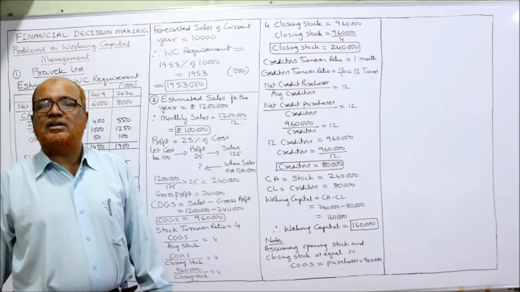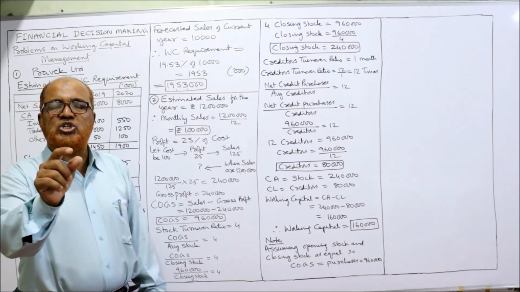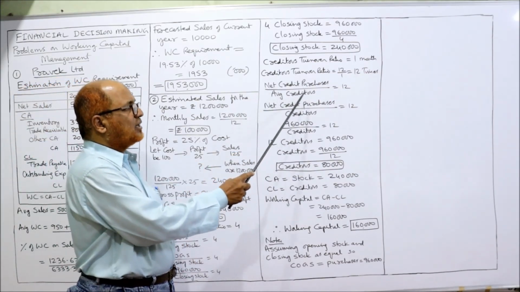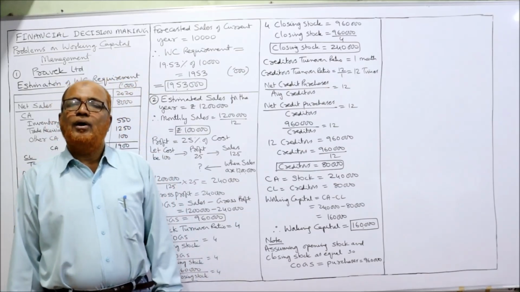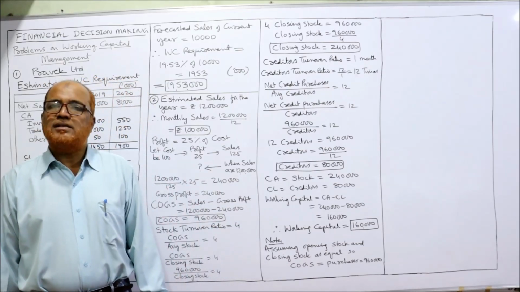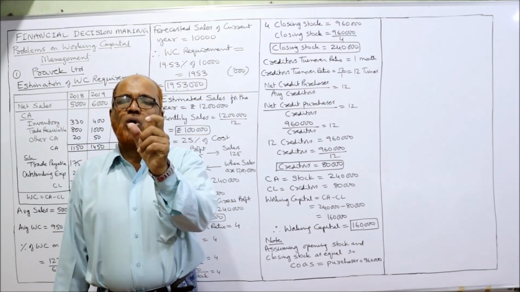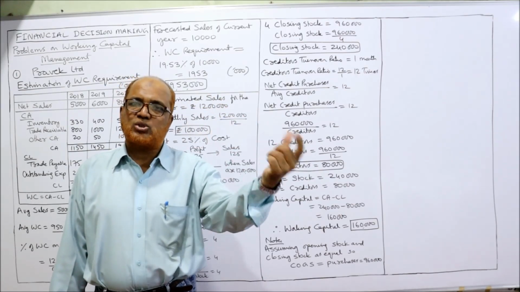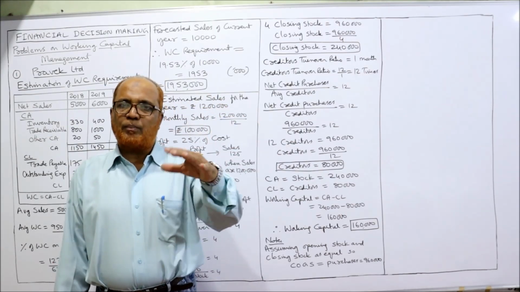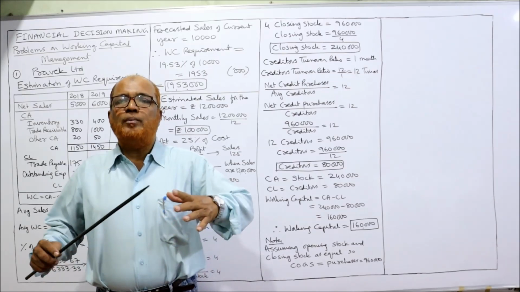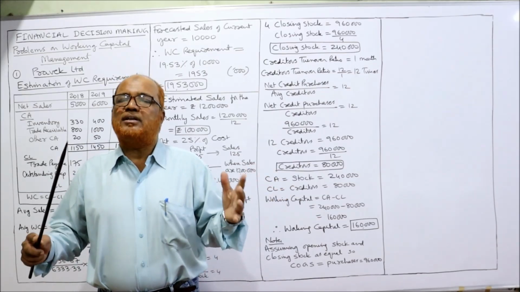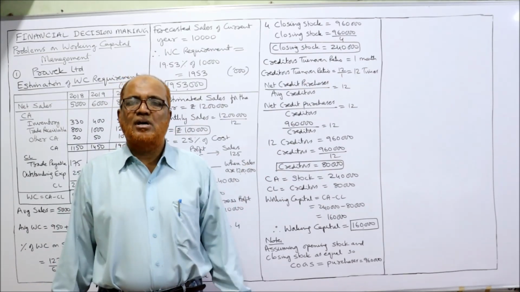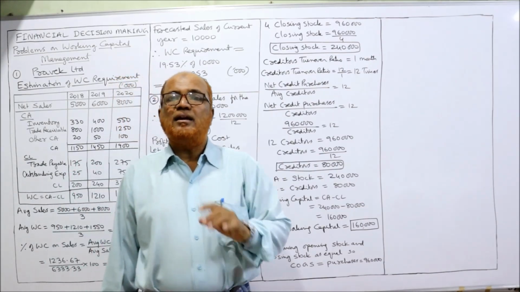The formula for creditors turnover ratio: net credit purchases divided by average creditors is equal to 12. But we don't have purchases. See here. The formula for COGS, cost of goods sold, is equal to opening stock plus purchases minus closing stock. So assuming that the opening stock and closing stock are same, we can treat COGS as the purchases.